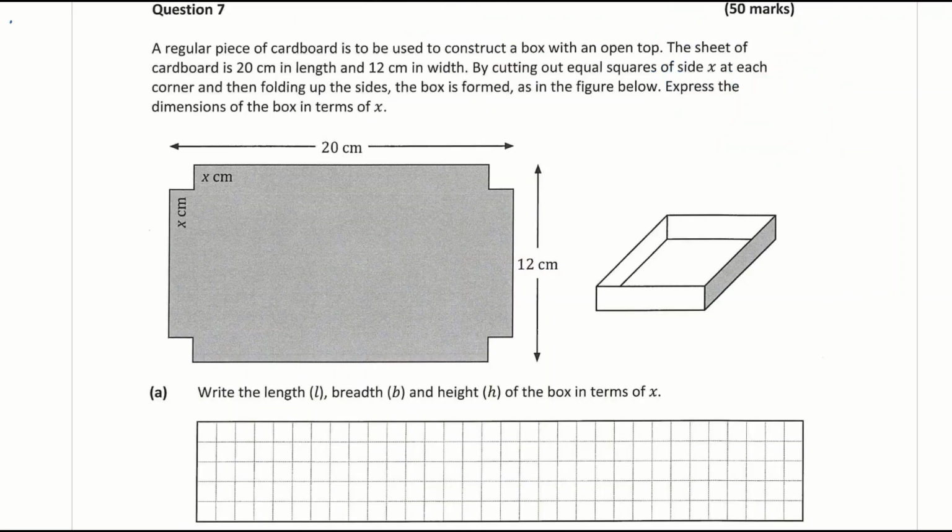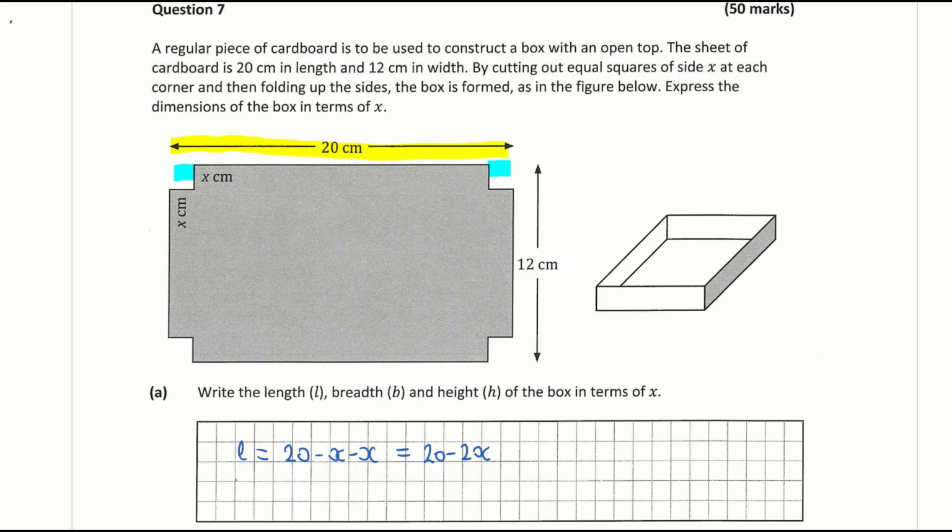So question 7, we're looking at the image here, and part A is asking us to write down the length, the breadth and the height of the box in terms of x. So first of all, let's write down our length. Our L is going to be represented as the full length of the box, which is 20. And then we're folding up the two corner ends, which are both x and x. We're basically subtracting x from 20 twice. So 20 minus x at both ends, that's the same as 20 minus 2x. So that's the length of the box.